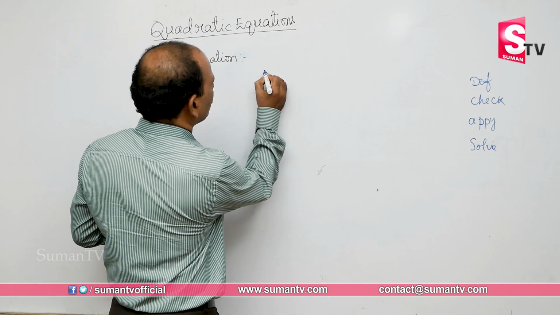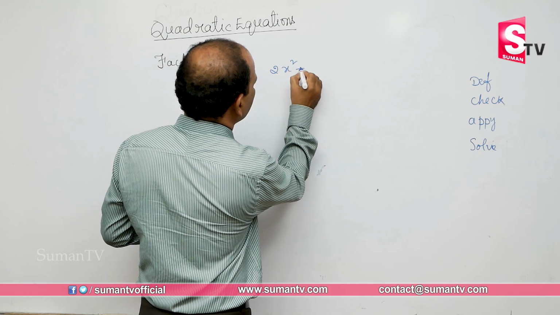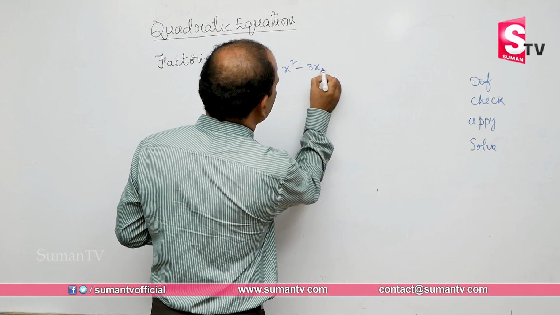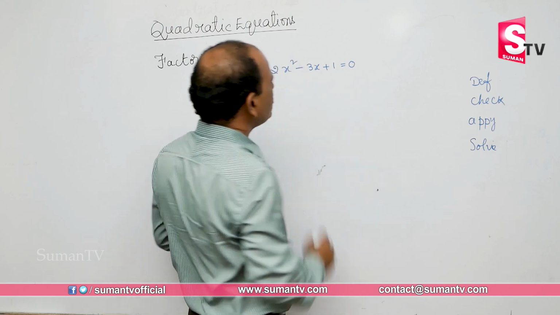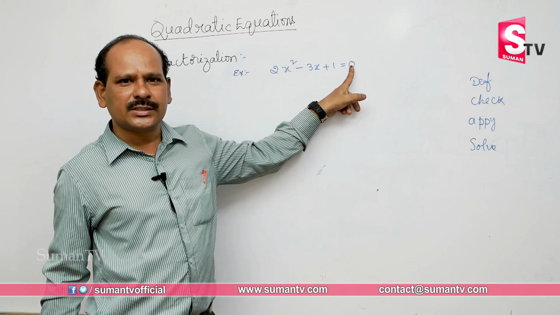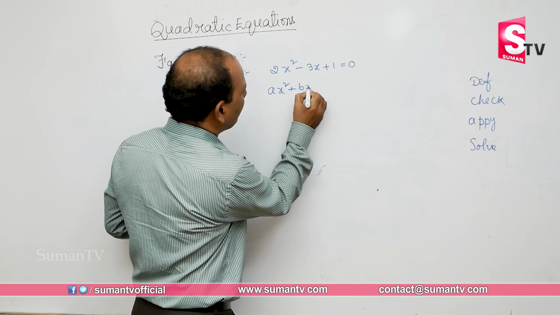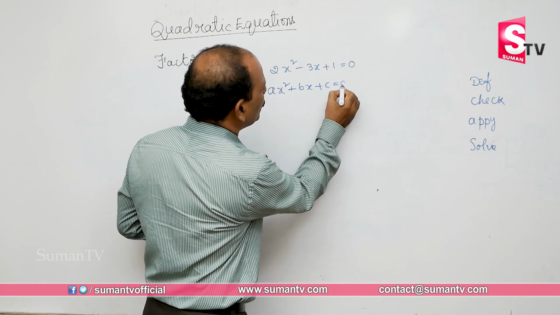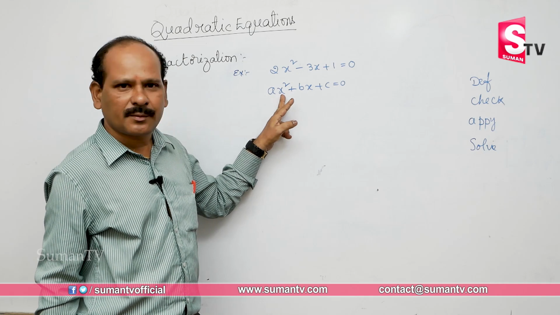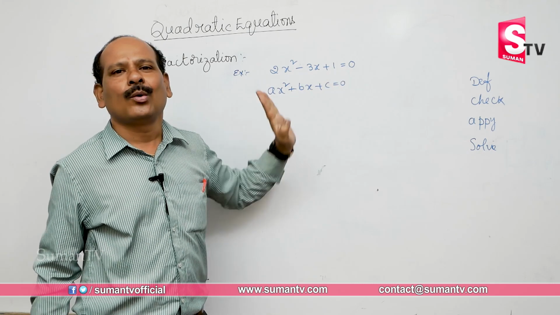Let us take one example problem. 2x square minus 3x plus 1 is equal to 0. This is in the form of ax square plus bx plus c is equal to 0. Now we can say it is a quadratic equation. Why? Because the x square term is there. So we can say 2x square minus 3x plus 1 is equal to 0 is a quadratic equation.